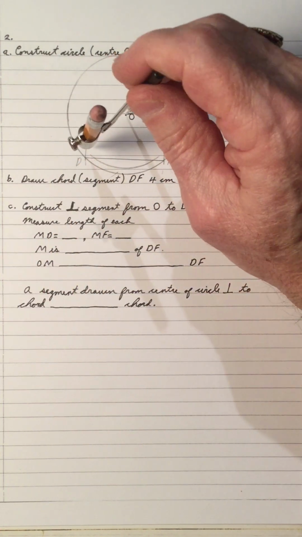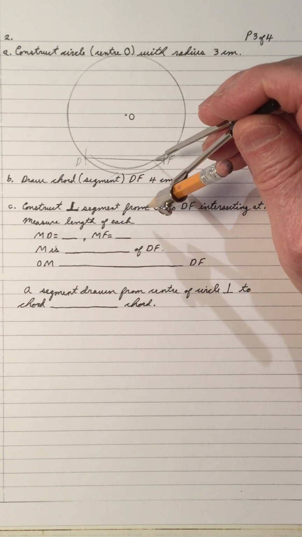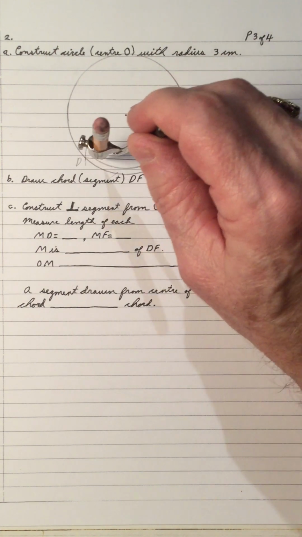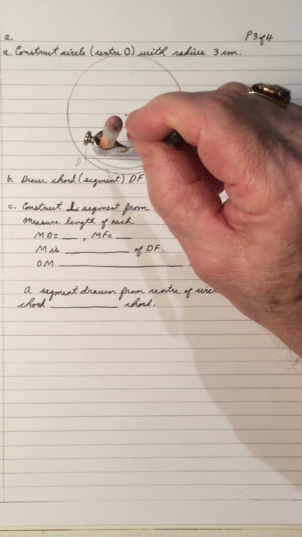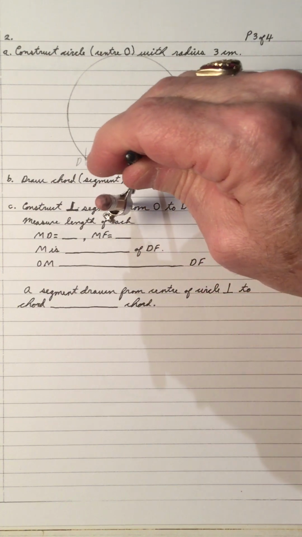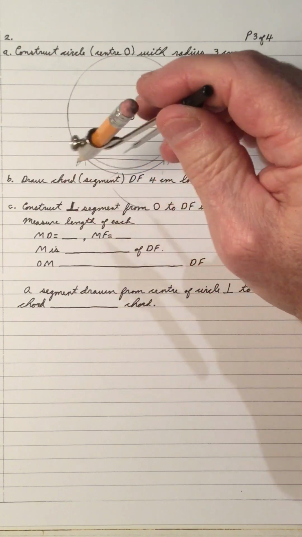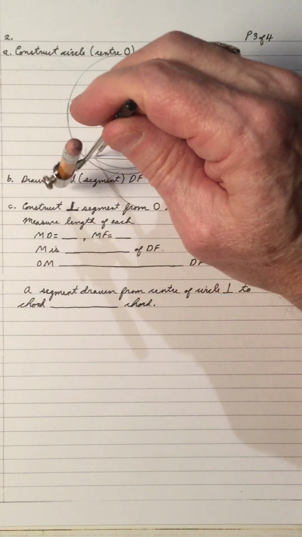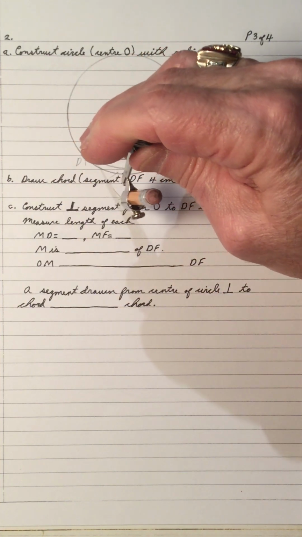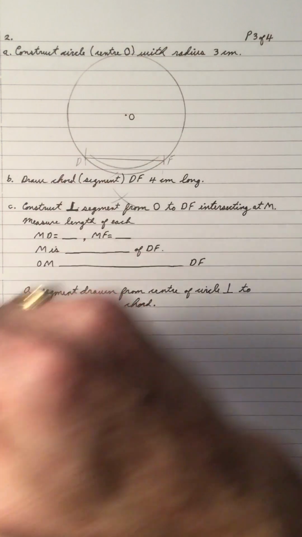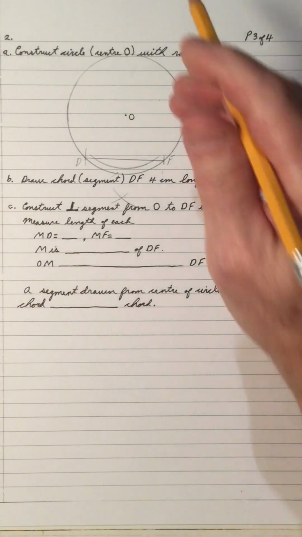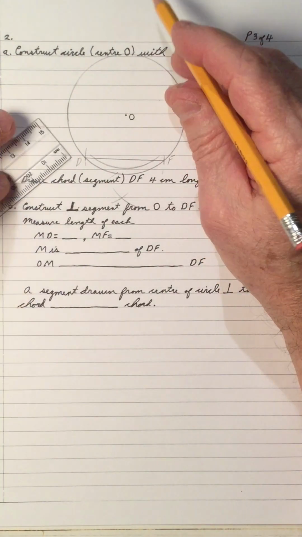So we have a greater than half, so I'll put it right here. That's greater than half the length. Okay, so let's mark this one and put it right here, and mark this arc right here. There we are. And that's how I construct a perpendicular to a line from a point not on the line.